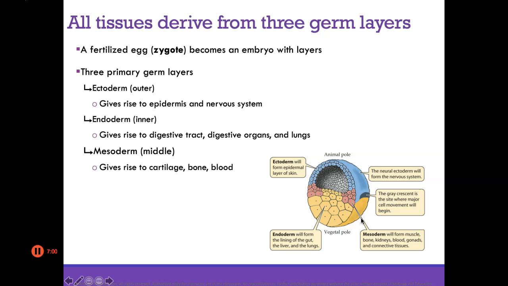So it's very important to keep in mind that after this phase in development, all of these cells will continue to differentiate, but these yellow cells only know how to become gut and digestive organs, and blue only knows how to become nervous system and skin. Mesoderm only knows how to become muscle and connective tissue.